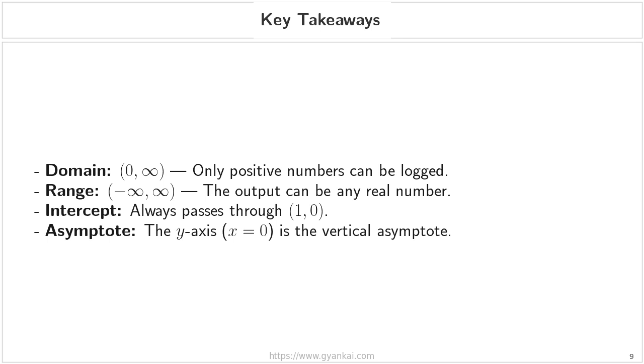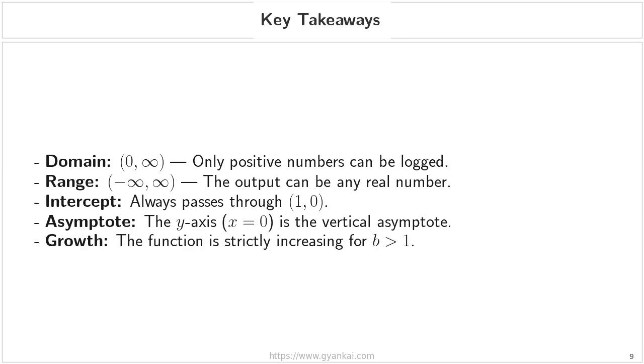Moving on to the asymptote, the y-axis, which is defined by the equation x equals 0, serves as the vertical asymptote. The graph will get closer and closer to this line, but will never actually touch or cross it. In terms of growth, as long as the base b is greater than 1, the function is strictly increasing. While the rate of growth slows down as x increases, the function continues to rise indefinitely.